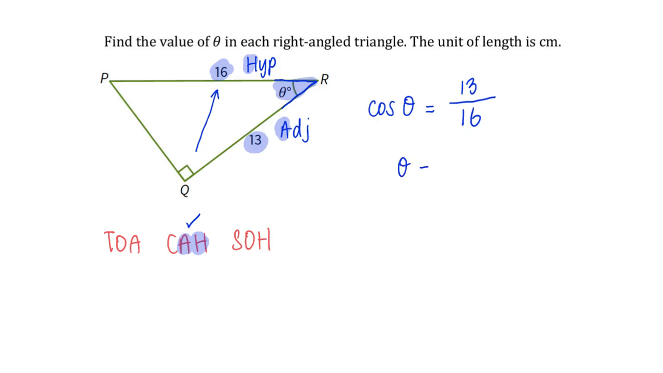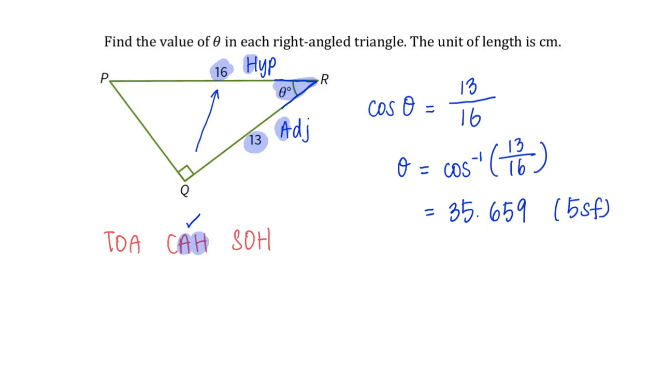So therefore the angle theta, the value of this theta will be equal to the cosine inverse of 13 over 16. And when you key into your calculator, it is 35.659, to 5 significant figures before the final answer, 35.7 to 1 decimal place, since this is an angle in degrees. With that, we have come to the end of this particular problem, and let's continue to solve more problems.